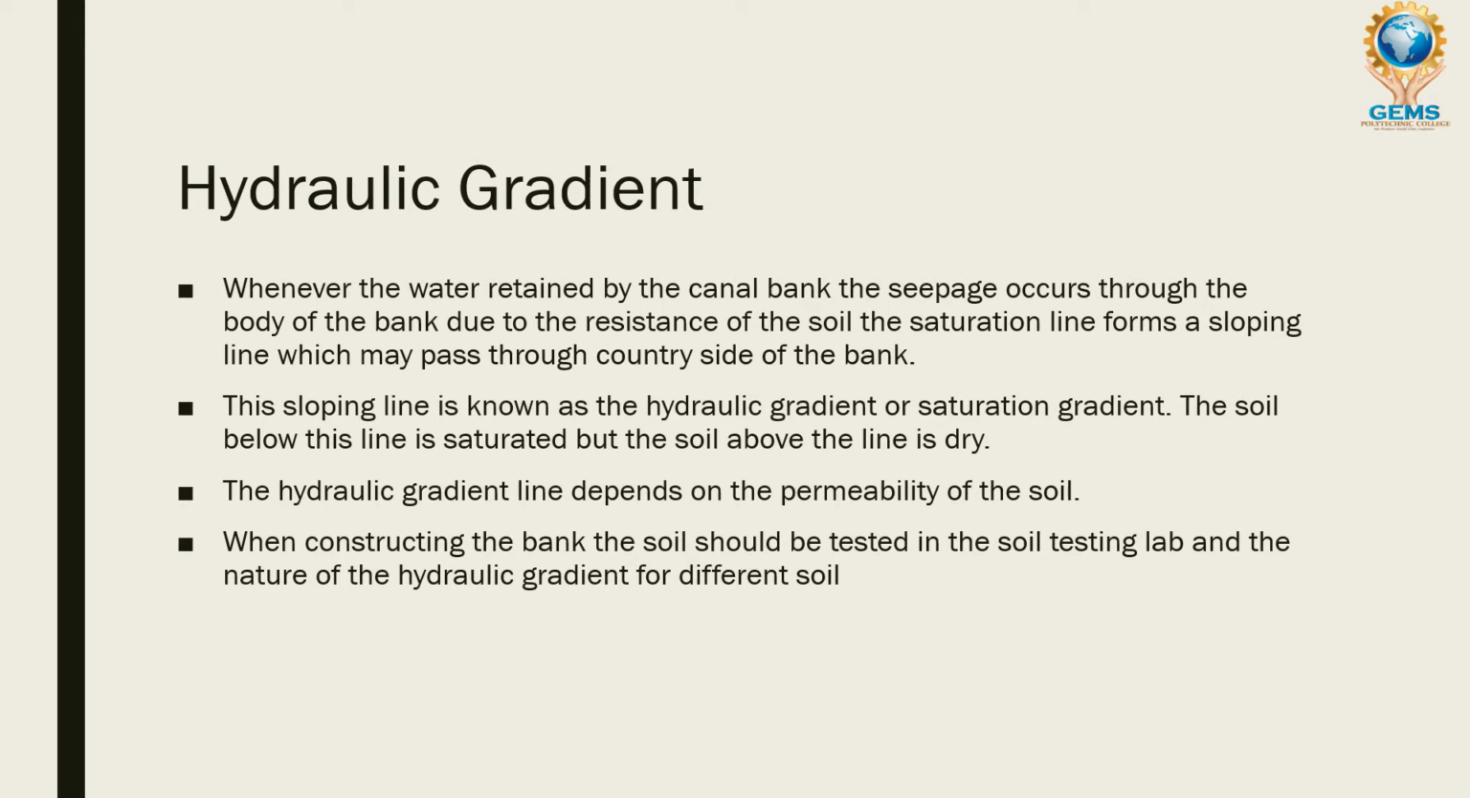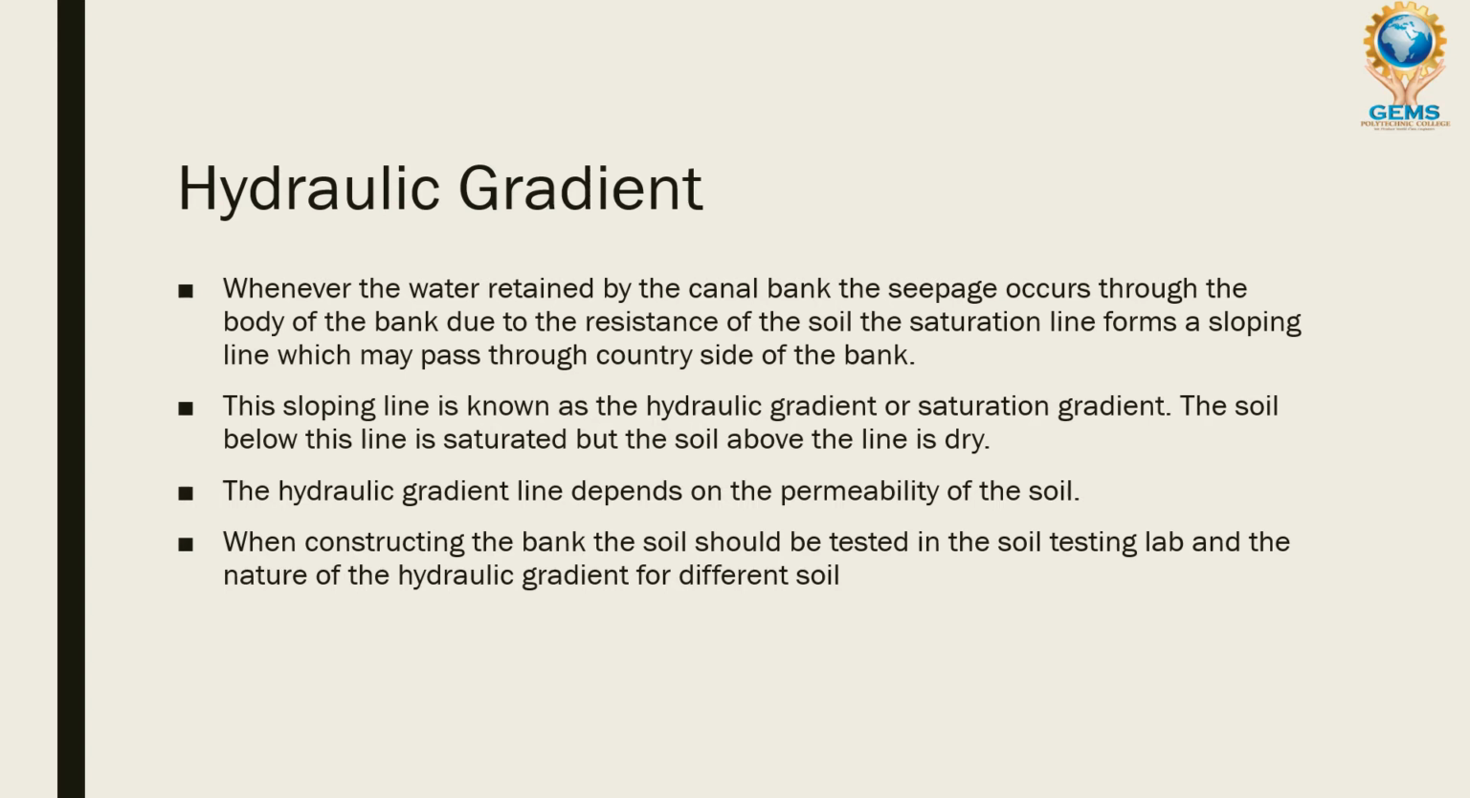Now I'm going to explain to you about the hydraulic gradient. In the previous slide I explained what a hydraulic gradient is in a simple manner: it is the available head present in a canal or in a pipe minus the velocity of the head. Velocity of the head means the maximum head up to which the water is present. In the definition, whenever water is retained by the canal bank, seepage occurs through the body of the bank.